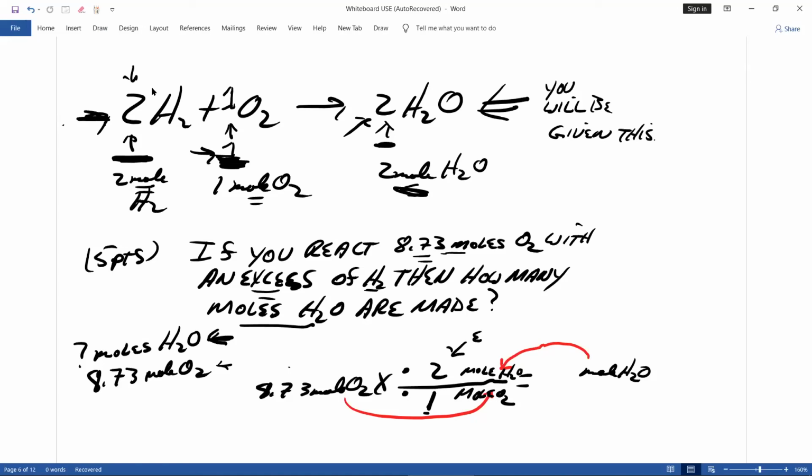These are exact numbers. Therefore, this is 3 significant figures. My answer better be 3 significant figures. So now, before I pick up my calculator, notice here I have moles of oxygen divided by moles of oxygen, which means it cancels out because anything divided by itself is 1, meaning it's gone. And I'm left with the right units, moles of water. Yay. And now I can pick up my calculator, clear it.